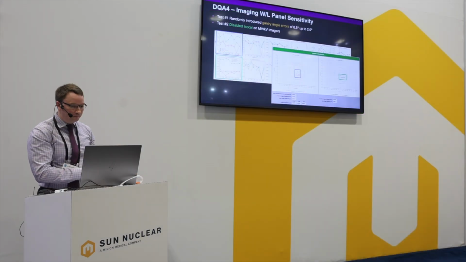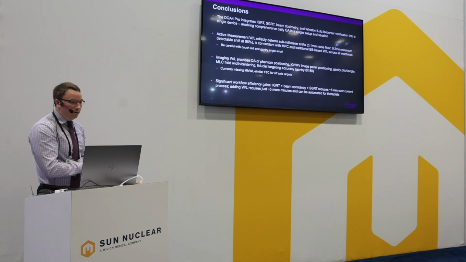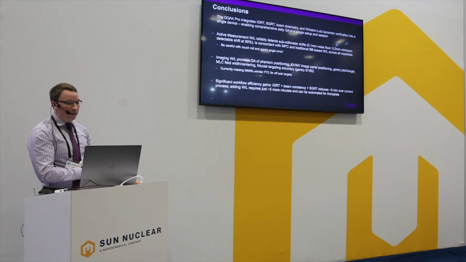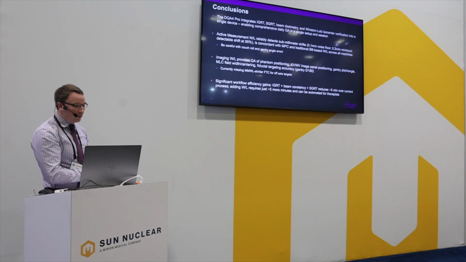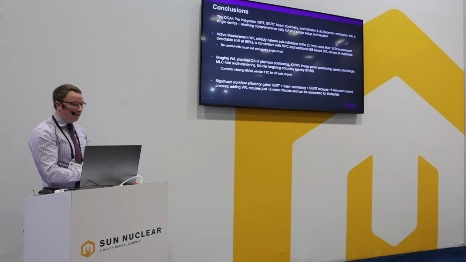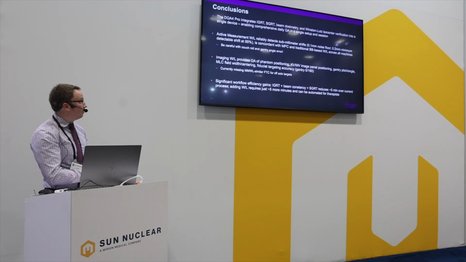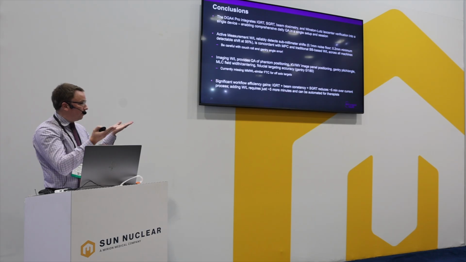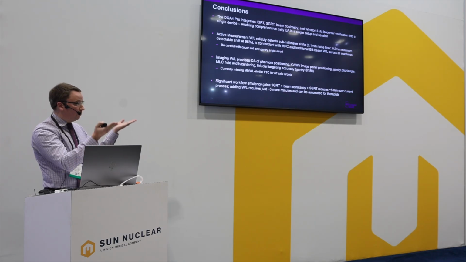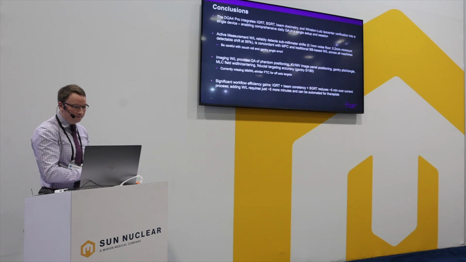So in conclusion, the Daily QA4 integrates IGRT, SGRT, beam dosimetry, and Winston-Lutz into a single device, enabling comprehensive daily QA in a single setup and session. The active measurement Winston-Lutz reliably detected submillimeter shifts and is concordant with MPC and our traditional BB-based Winston-Lutz measurements across all of our machines. However, you need to be careful of the couch roll and gantry angle error, because those could affect your vert. And it wasn't X and Y, it was only the vert position that was influenced by any of those gantry errors.